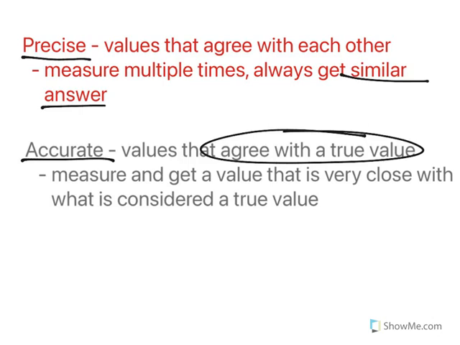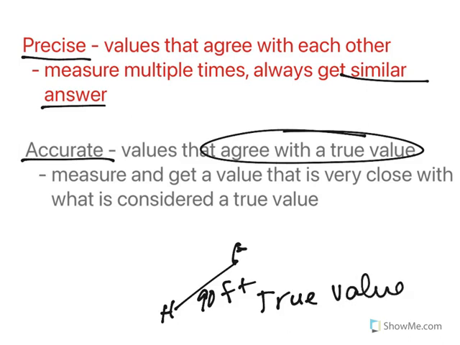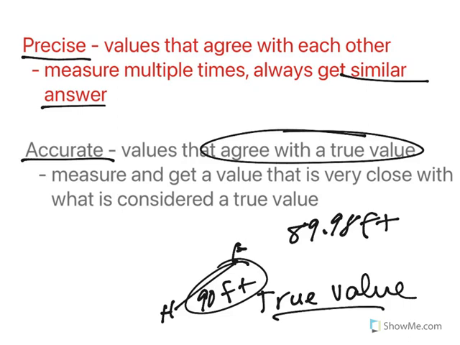Let's think about a baseball field. You talk about home plate to first base, right? It's supposed to be 90 feet. That's the true value. So if you take your measuring tape out to the baseball field and you measure and it's 89.98 feet, you're like, yeah, that's pretty accurate, because the true value is 90 and 89.98 is pretty close to 90. So that we would say is accurate. Okay, that's the idea that we're going for here.